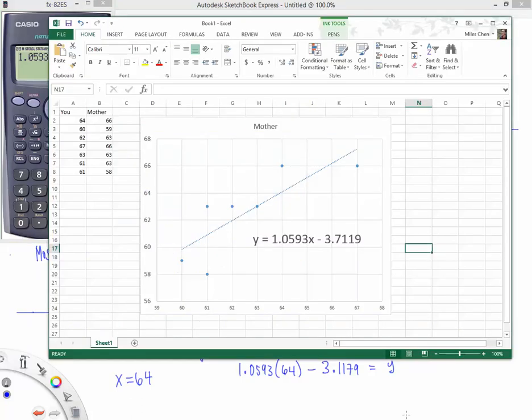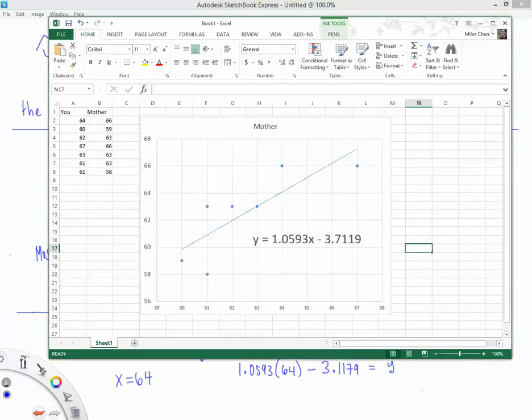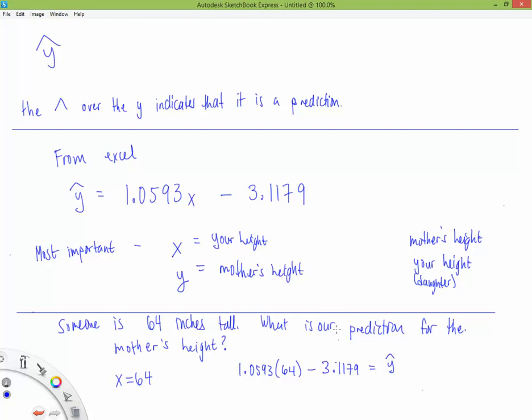How can I read this? 1.0593 x minus 3.7. Oh, I'm sorry, 3.7119. I apologize. I had written it down incorrectly. I thought something was a little off. 3.7119. So my apologies, I typed that in wrong. Okay, so let me just type that in again.